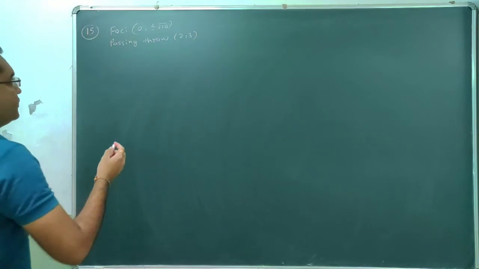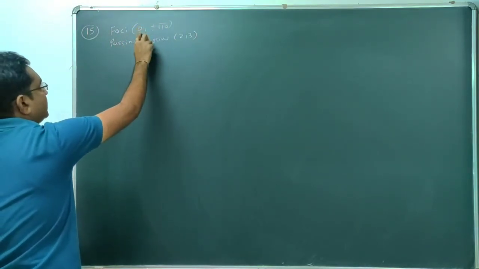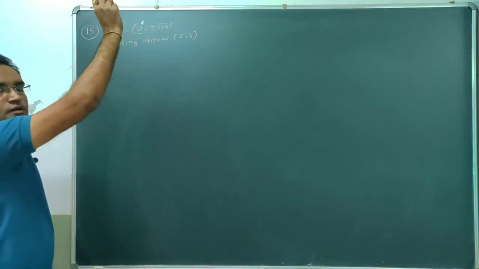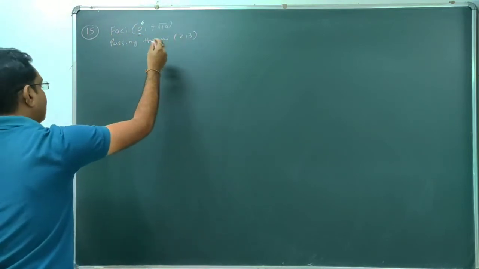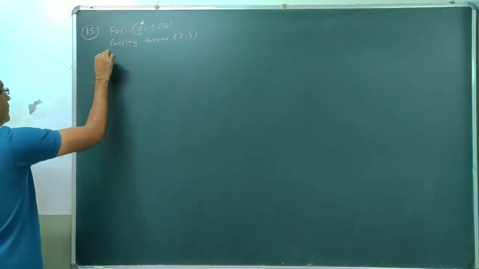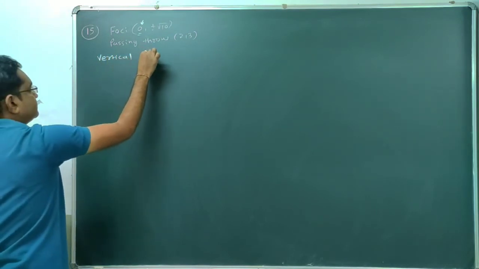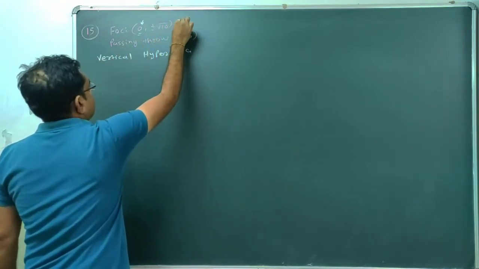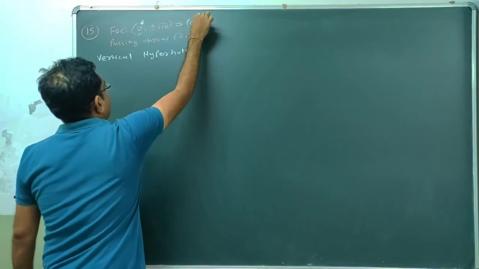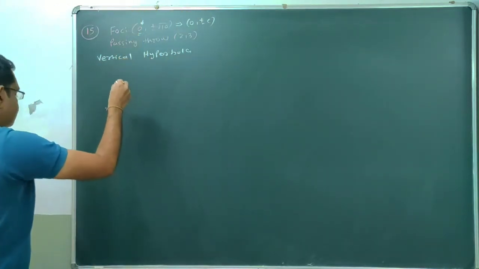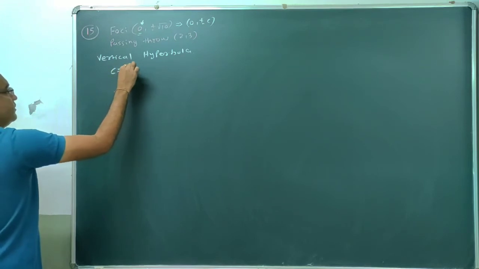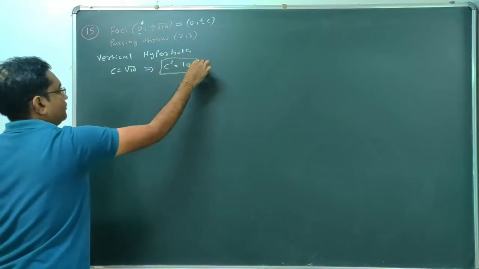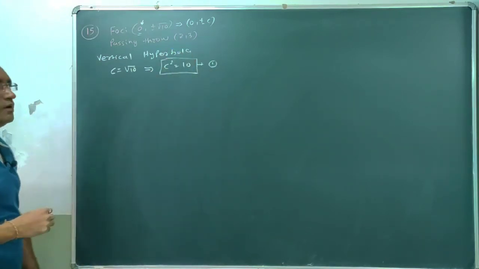So now first we have to check the foci. Coordinates of foci are 0, plus or minus root 10. X coordinate is 0, hence it lies on the y axis, and hence this is the case of a vertical hyperbola. On comparison with the coordinates of foci, we are getting 0, plus or minus c, and therefore the value of c is root 10, which implies our c square will be 10. C square is equal to 10. Say equation number 1. Done.